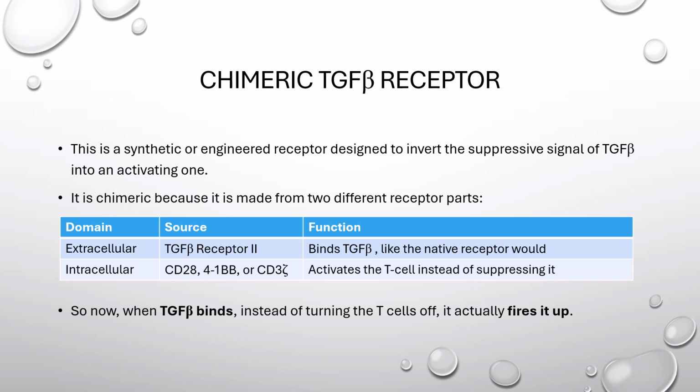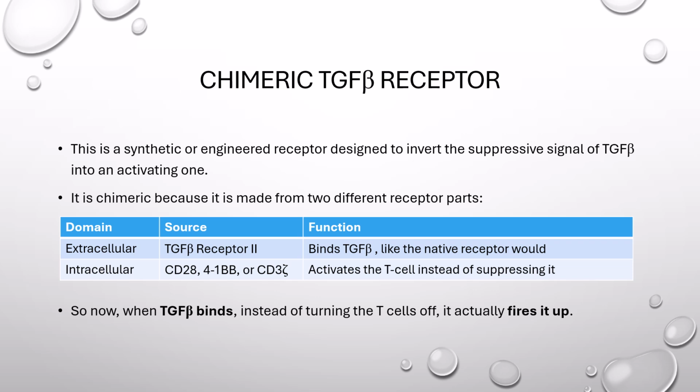And basically, if it's been designed with a CD28 domain, you will get a co-stimulation signal. But if it's been fused with a CD3 zeta, then you get activation. And you can get that activation without antigen binding. So these HER2 antigen may not have bound, but you can just get the TGF beta binding to the synthetic receptor to get that activation.